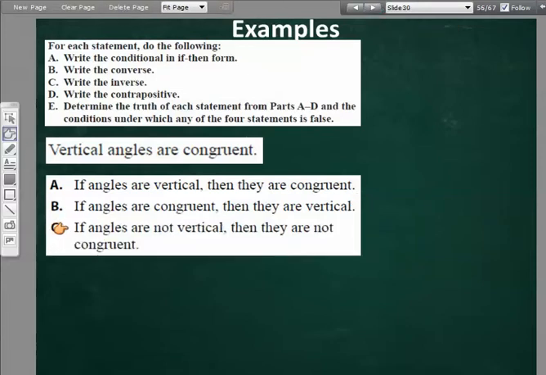If angles are not vertical, then they are not congruent. And that's false because if you have two angles that aren't vertical, they do not have to be congruent. They can be any size. And that was the inverse, by the way. I apologize for not saying that first. Part D says write the contrapositive. So remember, we're going to switch the hypothesis and conclusion and negate them.